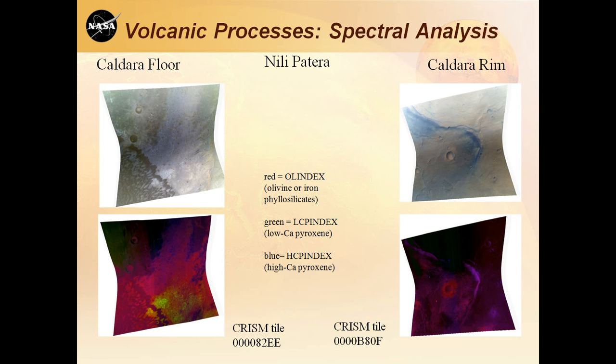The two CRISM tiles are also located within Nili Patera. The image on the left shows the mineralogy of the crater floor, as well as the barchan dunes that are also present there. The image of the caldera rim on the right highlights typical mineralogy data found in this region. The primary minerals in both images are high calcium pyroxene, low calcium pyroxene, and olivine. Red indicates olivine and iron phyllosilicates, blue indicates high calcium pyroxene, and green indicates low calcium pyroxene.